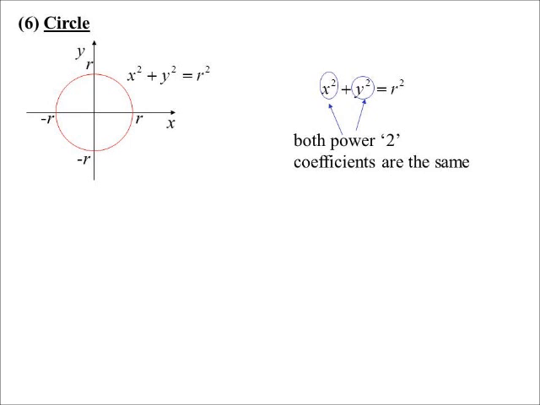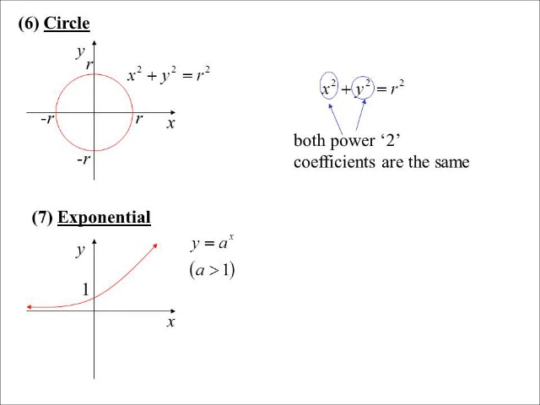In fact, if you had x squared plus 2y squared, you'd end up with an ellipse. If you had x squared minus 2y squared, you'll end up with a hyperbola. But it's sort of on its side. It's like it's been rotated 45 degrees.